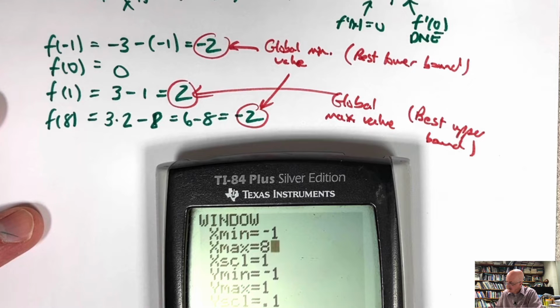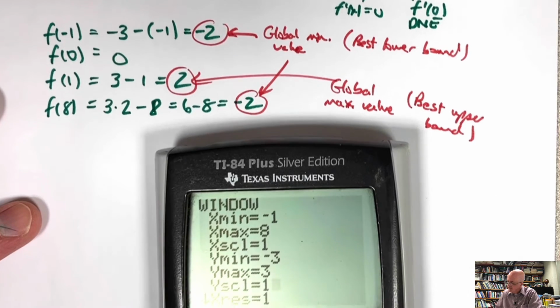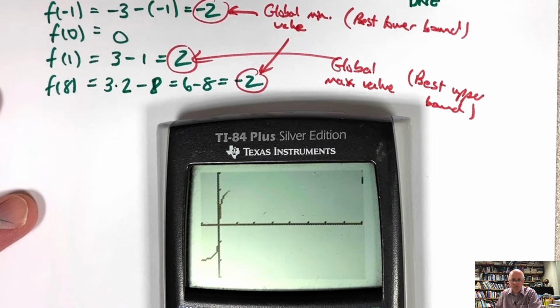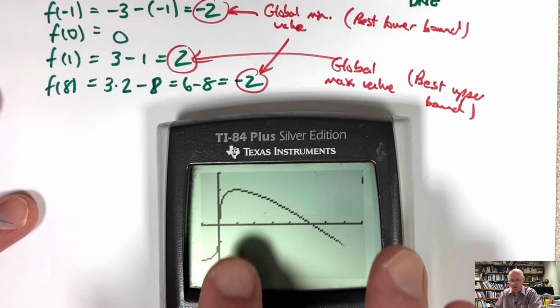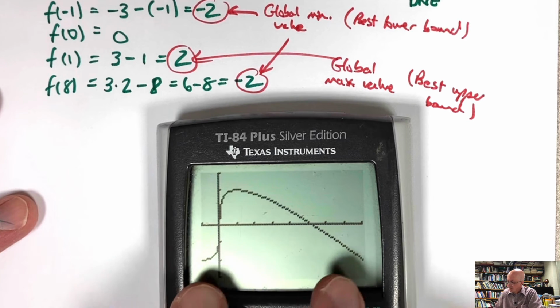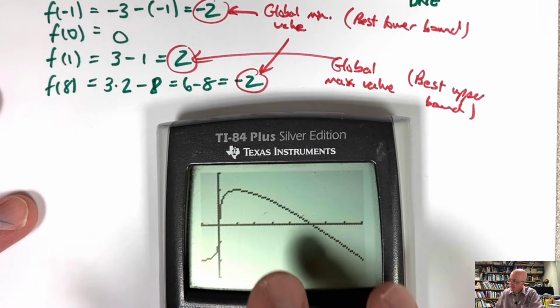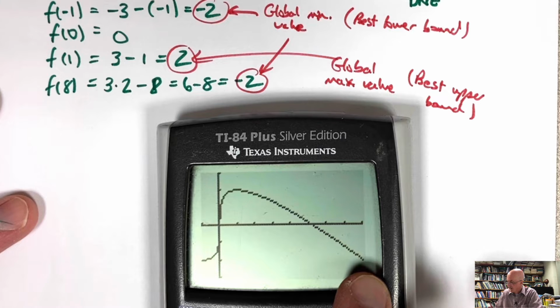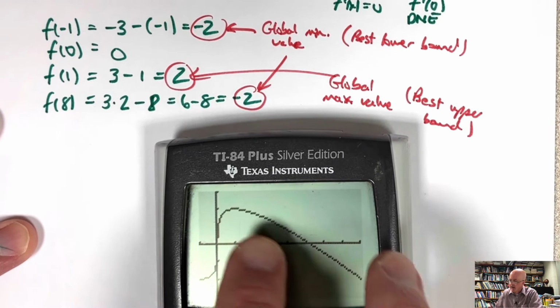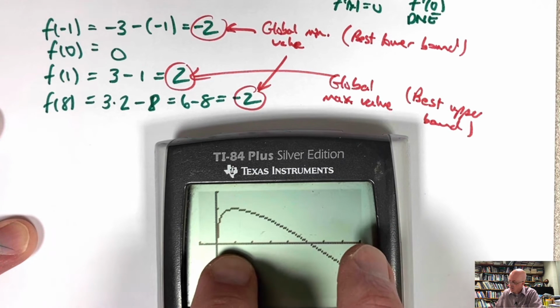Global min value is -2. So let's go ahead and, okay, we'll put -3 here. And the global max value is +2. Let's see how this looks here. Yeah, something weird's going on at 0 there. You might look at that and wonder, why is that a critical point? Global min is a value of -2 occurring at x equals -1 and x equals +8. Global max is an output of 2 occurring at x equals 1.